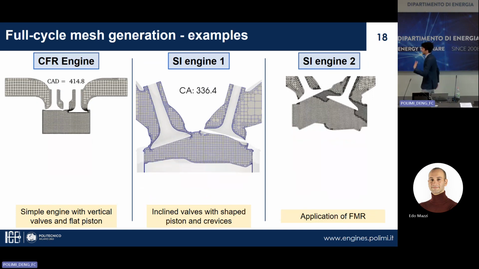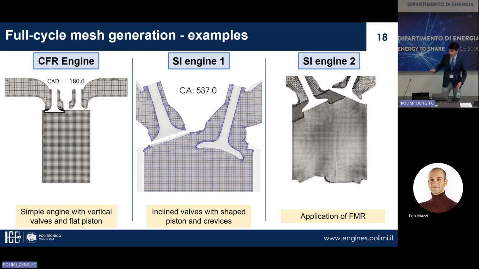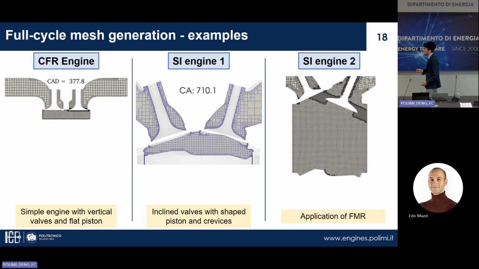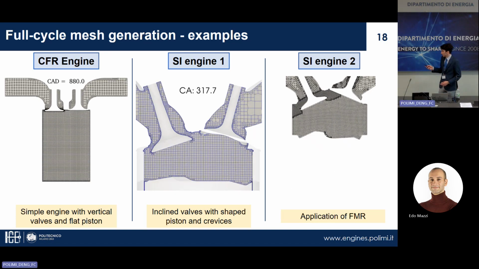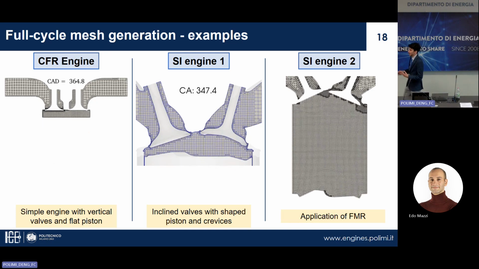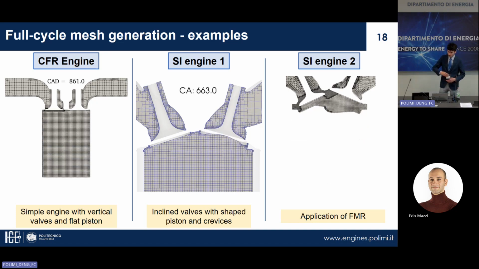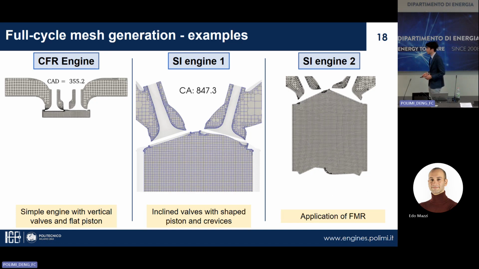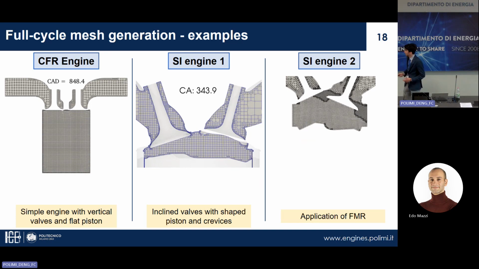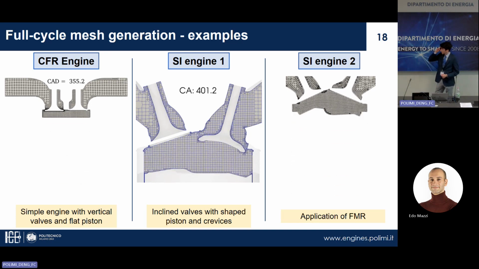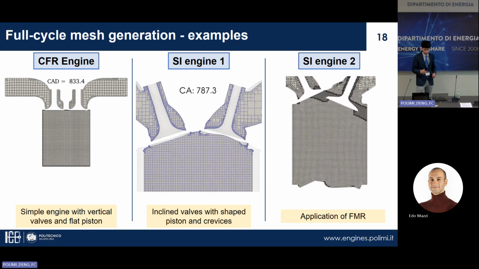Here I reported some examples of mesh generation plus mesh moving. You can see on the left a quite simple engine with vertical valves and a flat piston. In the center video, you can see a more complicated engine with inclined valves, presence of a shaped piston, and also the presence of crevices here and there. Whereas on the video on the right, you can see the application of the FMR, the floating mesh refinement.